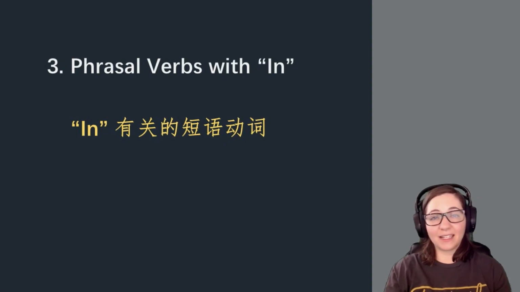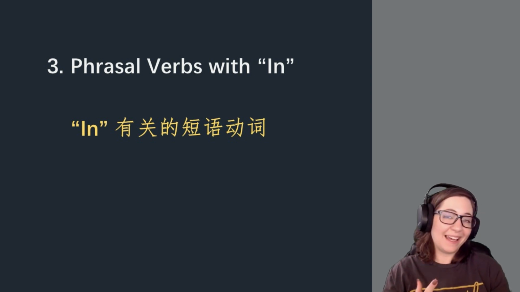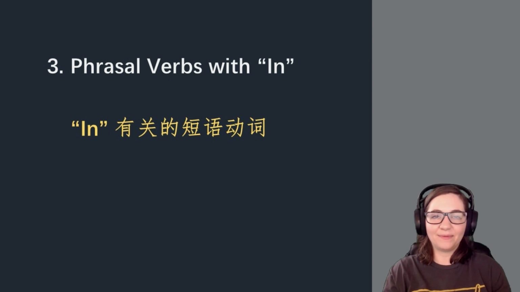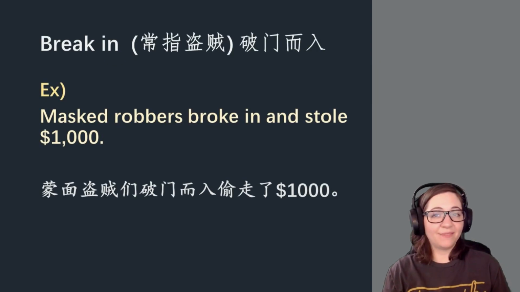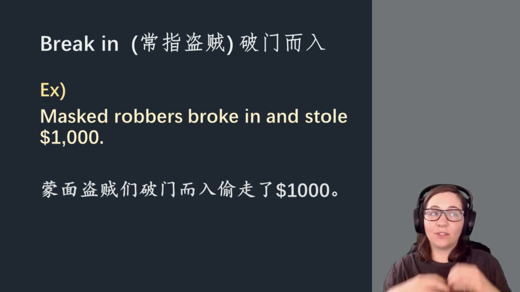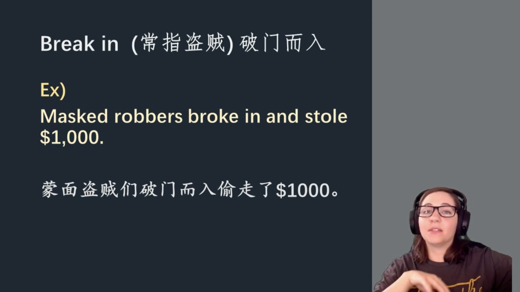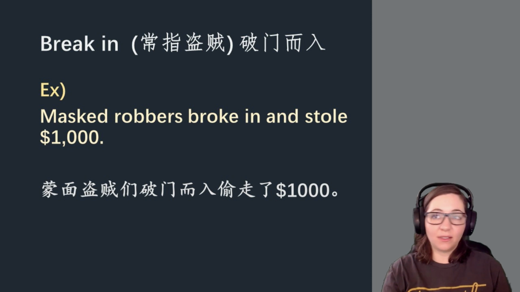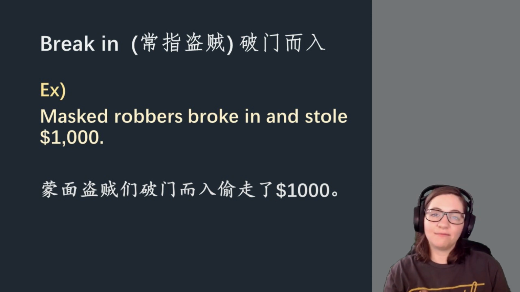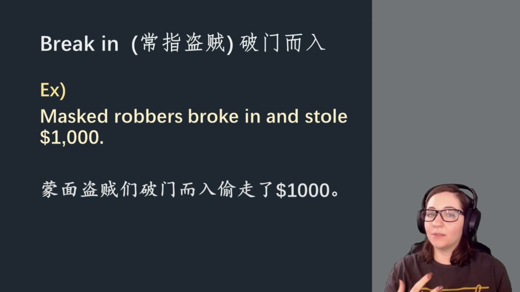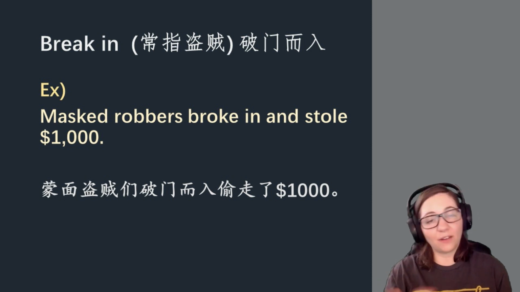Okay, in this next section, we're going to go over phrasal verbs that use in. All right, so the first one is break in. Break in means to force entry into something. So you can say, the masked robbers broke in and stole $1,000.